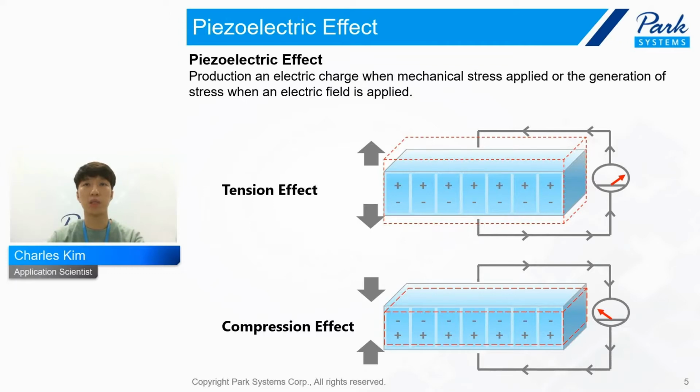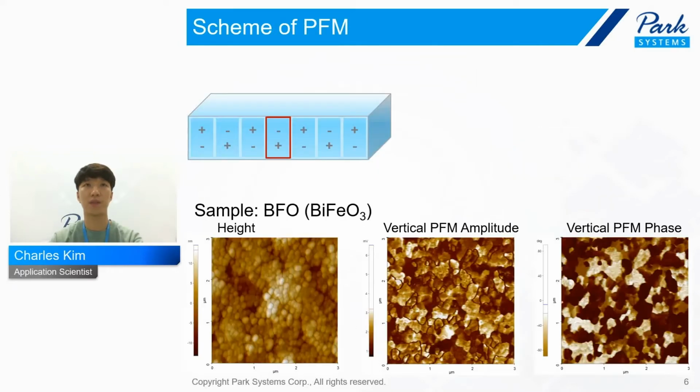So by using this kind of phenomenon, we can use the piezo sample to make a mechanical movement. In the case of the AFM, we should move the sample and the tip very precisely at the nanometer scale. So if you can control the voltage to the piezo material, then that piezo material can make a nanometer scale movement by using the piezoelectric effect.